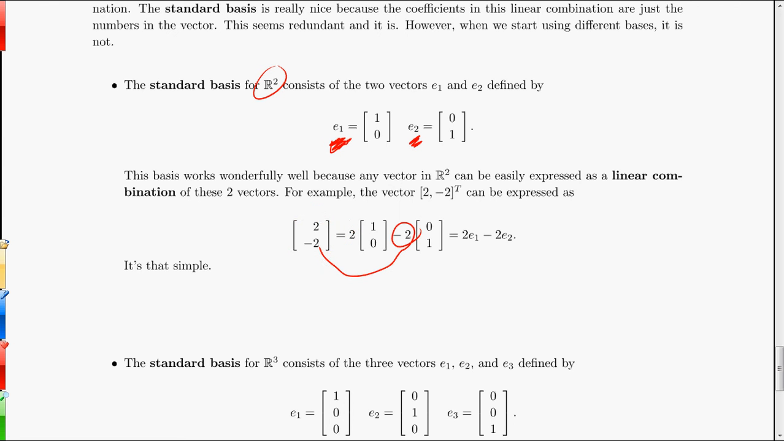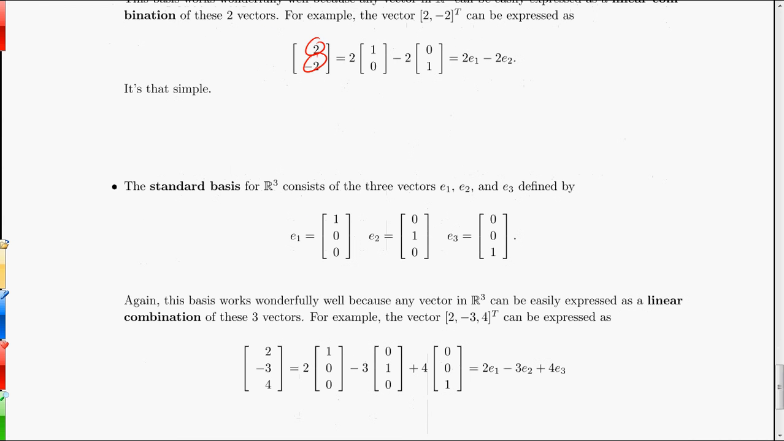In other words, the coefficients of the linear combination are sitting right there. It makes the whole thing seem redundant and almost silly, and it is redundant, but that's because this basis is so convenient. When we start dealing with other bases, it's not quite so trivial, but it is trivial with the standard basis. And same thing for R3, only the basis vectors get a little bigger. E1 is 1, 0, 0, E2 is 0, 1, 0, E3 is 0, 0, 1. And if I was in R4, R5, that pattern would continue.